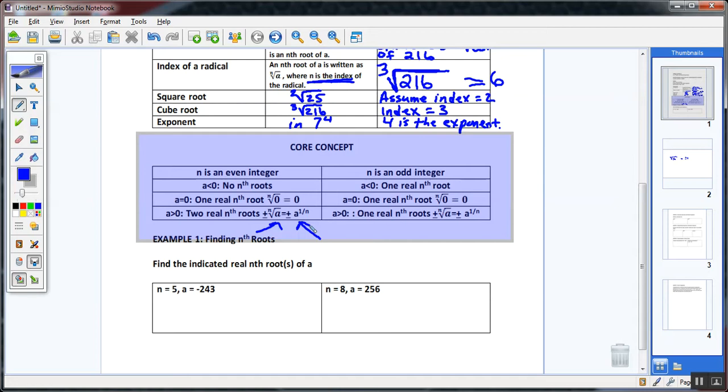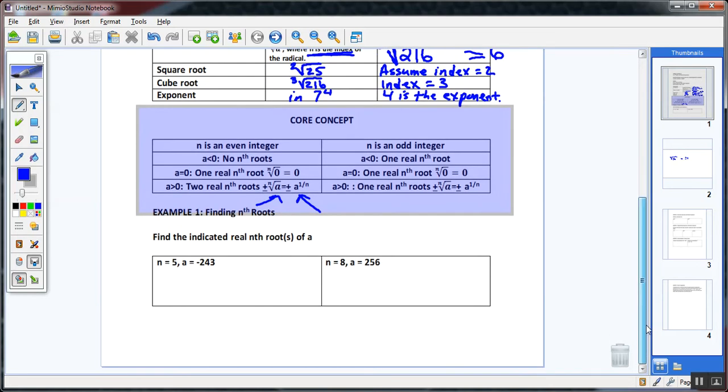And over here, if you have an index that's odd, in other words, a greater than 0, then you're going to have 1 real nth root. So this right here, plus or minus nth root of a, is going to equal plus or minus a to the 1 over n power. Now, I know it sounds confusing. Let's put this into action and see what we've got here.